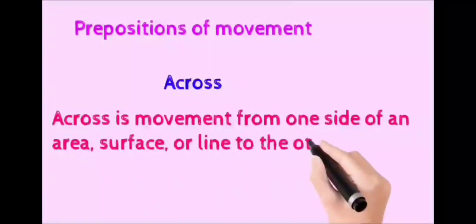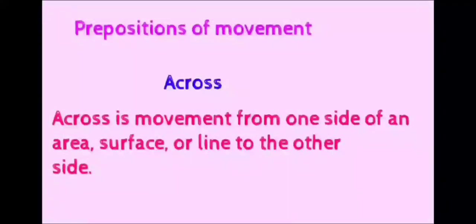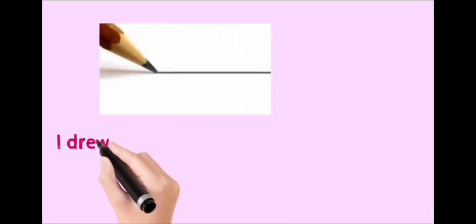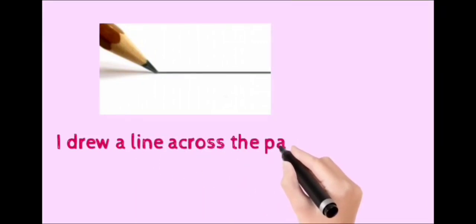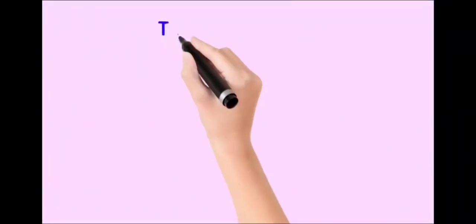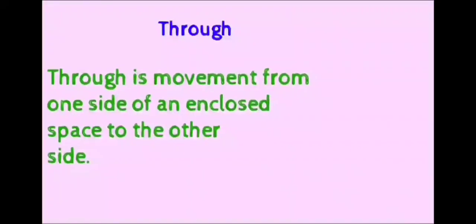Across. Across is a preposition which tells us about the movement from one side of an area, surface or line to the other side. Students, you have to remember that this movement is on the surface, not through the enclosed place. Okay, it is on the surface. Let's look at an example. I drew a line across the paper. Now this across tells us that we have marked on the paper.